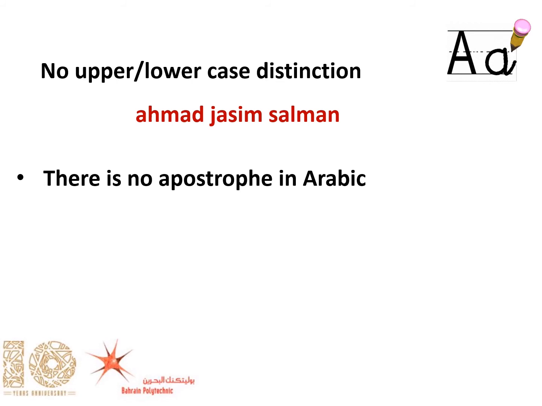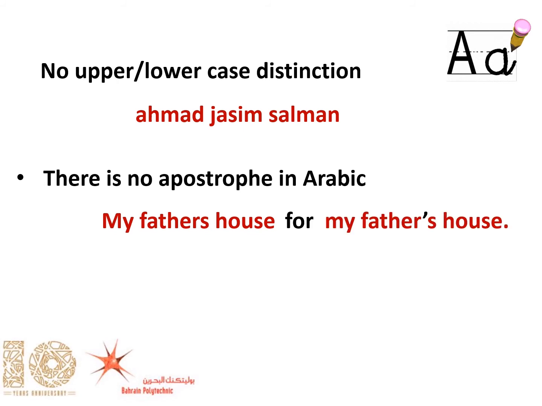Another thing is about the apostrophe. There is no apostrophe in Arabic. In English, we need to use the apostrophe. So, for example, "my father's house" is written with the apostrophe. This is the right form in English, but in Arabic, we don't need it. So learners might miss it.